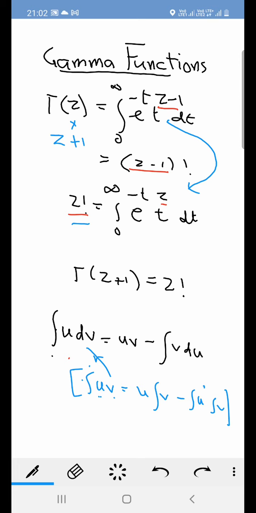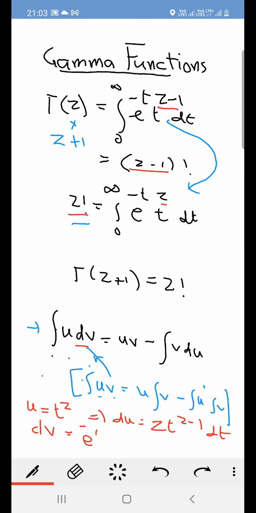Now in this expression, we will replace u by t to the power z. Let's say u is equal to t to the power z, and so this implies that du is equal to z t to the power z minus 1 dt. We will take dv as equal to e to the power minus t dt. That means v becomes equal to minus e to the power minus t.